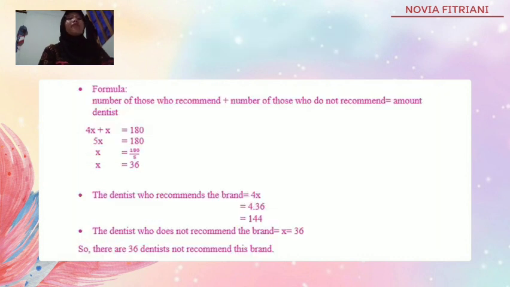Formula: number of those who recommend plus number of those who do not recommend equals the total amount. 4x plus x equals 180. 5x equals 180. X equals 180 per 5. X equals 36. The dentists who recommend the brand equals 4x equals 4 times 36 equals 144. The dentists who do not recommend the brand equals x equals 36. So there are 36 dentists who do not recommend this brand.